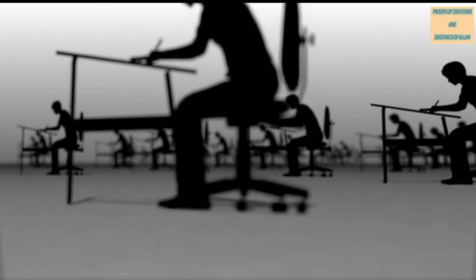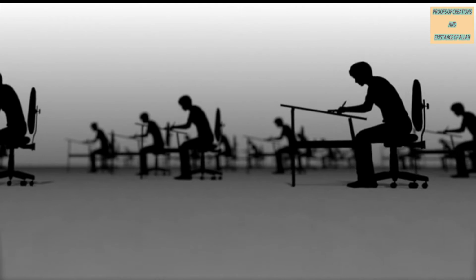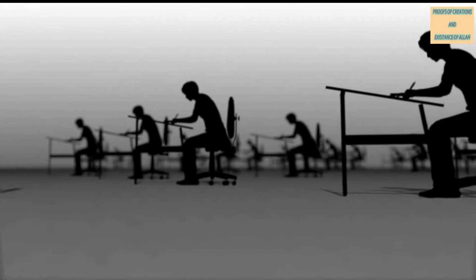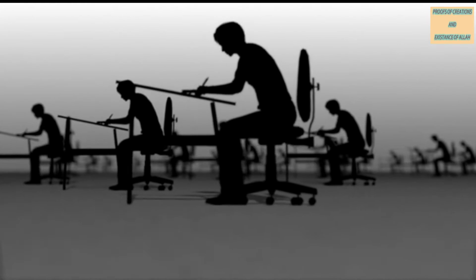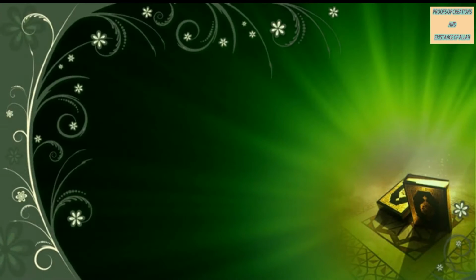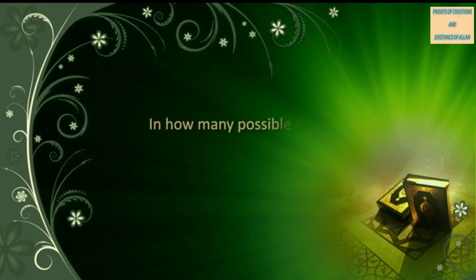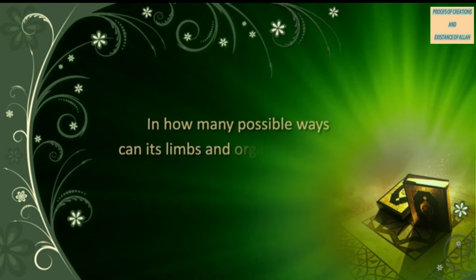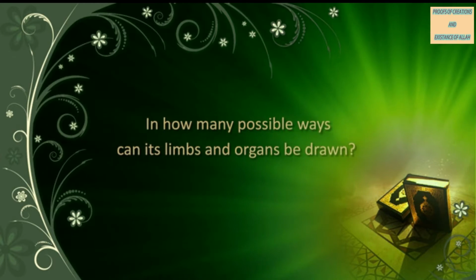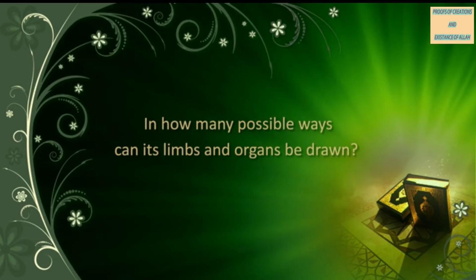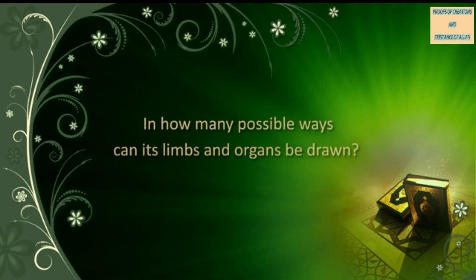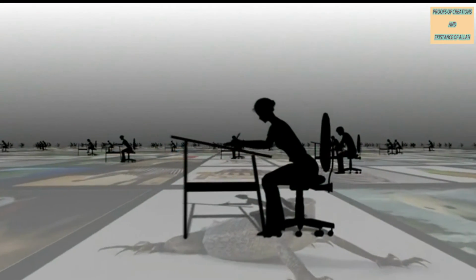What should its hands and feet be like? What should its fingers and various other features look like? Once again, we ask the same question. In how many possible ways can its limbs and organs be drawn? The answer is once again the same. There are countless types of limbs and organs that can be drawn.